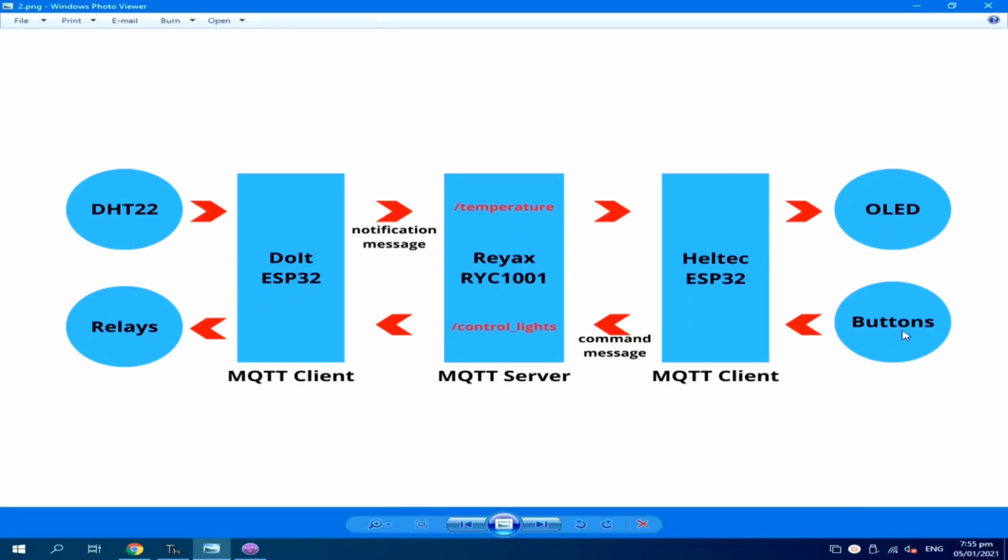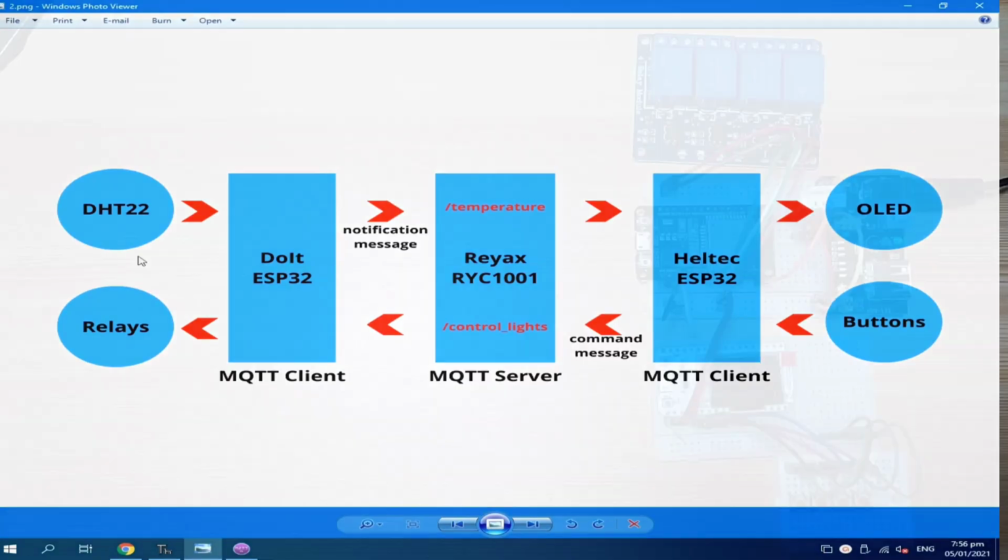Another is the buttons, which are attached to the Heltec ESP32 board, will publish a command message to the Reyax server under a subtopic, control lights. When any MQTT server receives published data, it will be transferred to all the subscribed MQTT clients, which is in this case the ESP32 DOIT board, and in the end will be applied to the relay state.